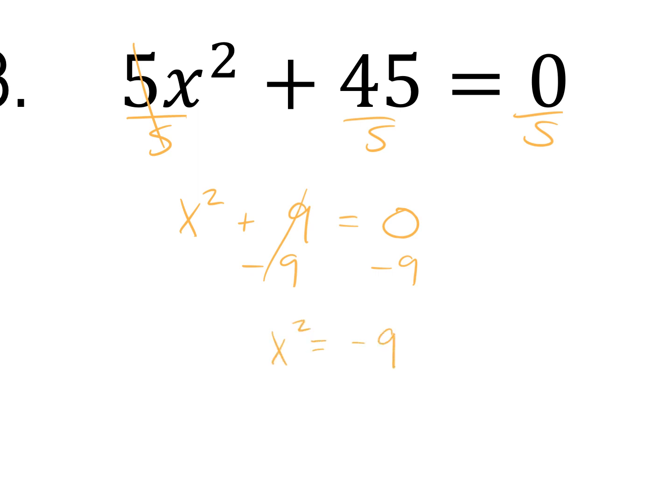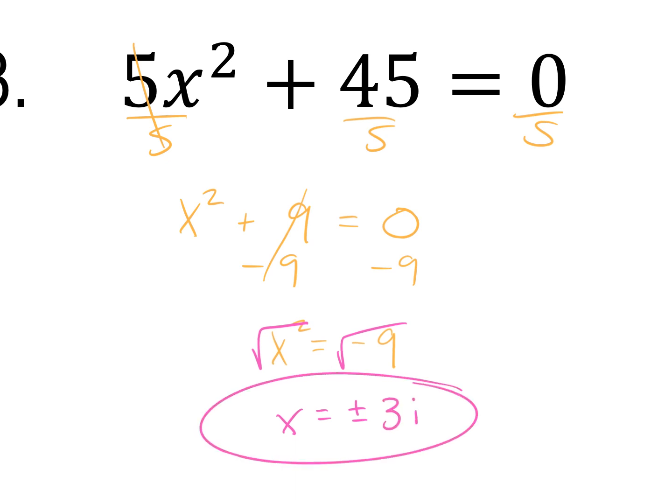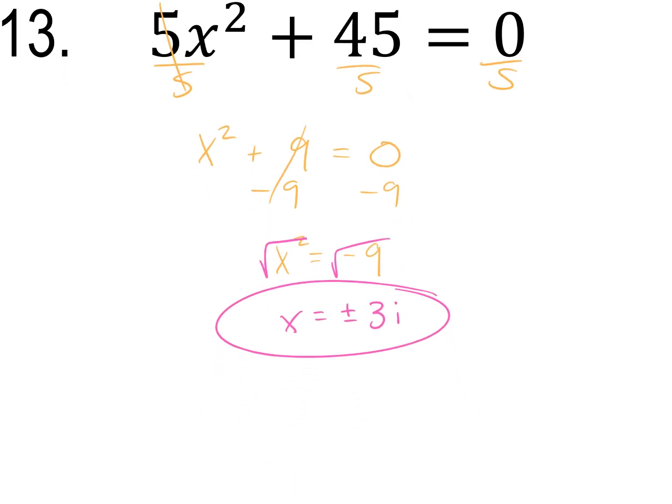Then what? Take the square root. So what does x equal? Plus or minus what? The square root of that. What's the square root of negative 9? 3i. Perfect. You could use the quadratic formula if you wanted to here, but you don't have to. If you just have an x squared with no b, it might be easier just to solve.